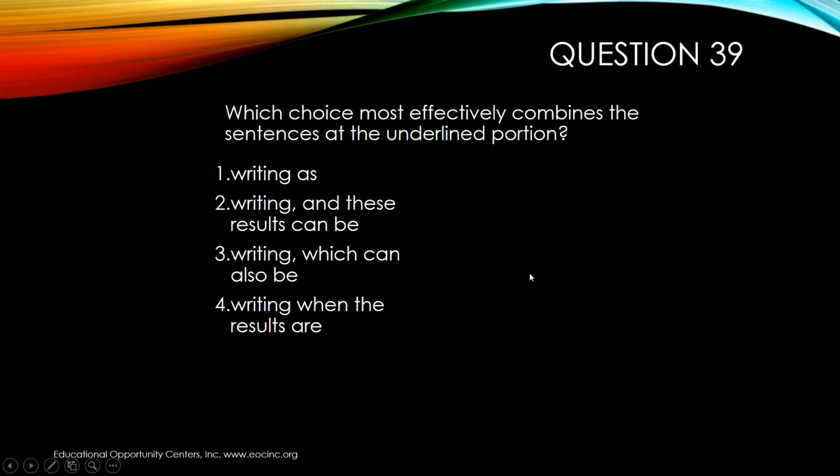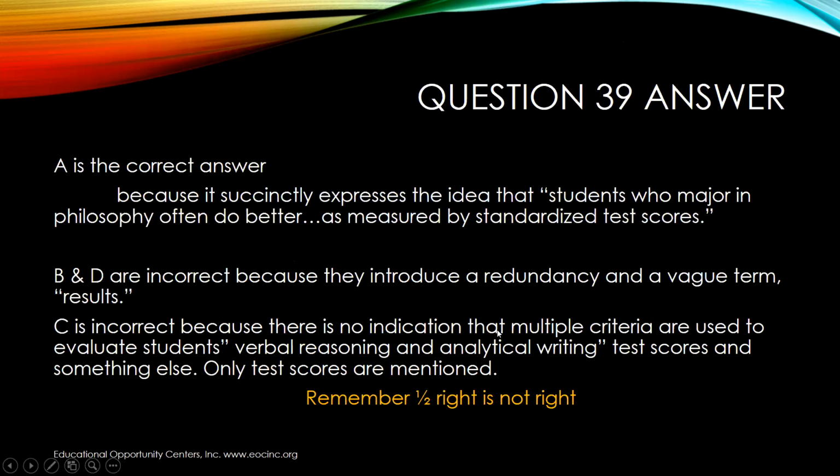How about 39? Which choice most effectively combines sentences? We're almost done, guys. C and B. Okay, this is one you guys want to put a star for. The correct answer is A. So put a star next to this one, and I want you to redo that question when we're done, and see if you would change your answer to A.